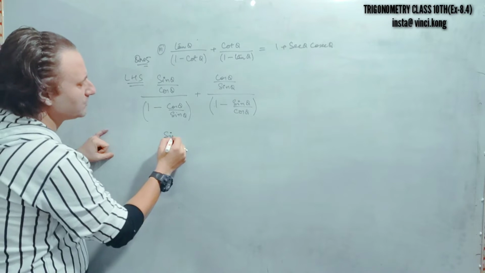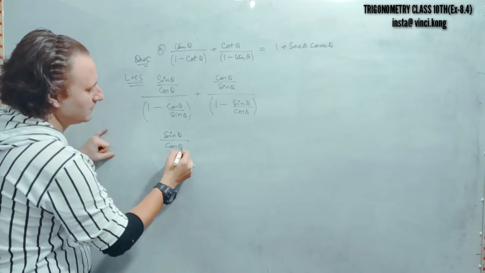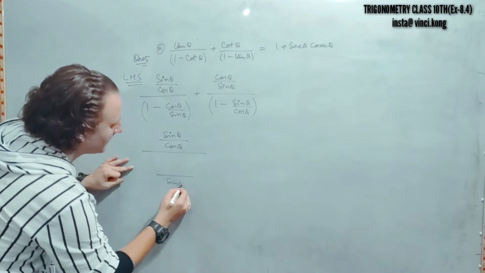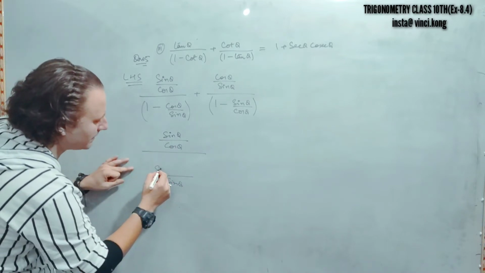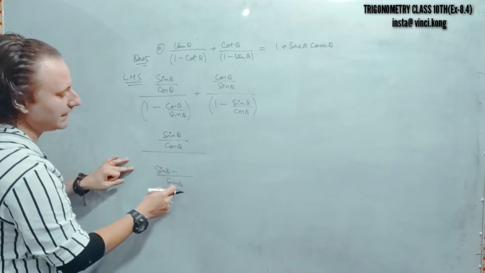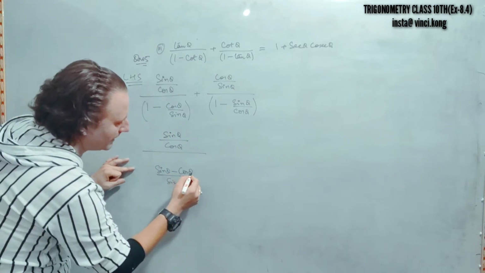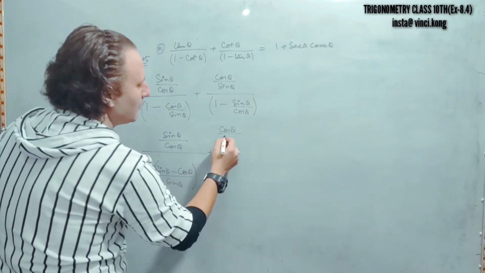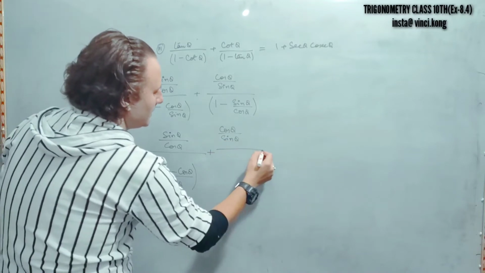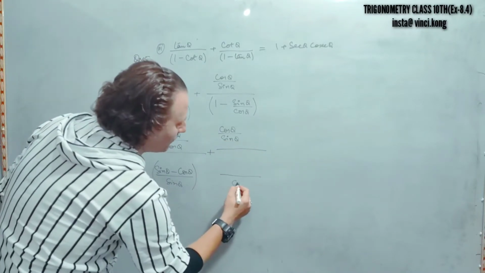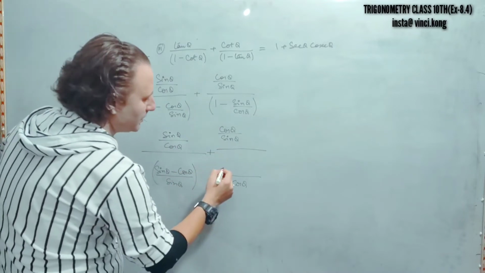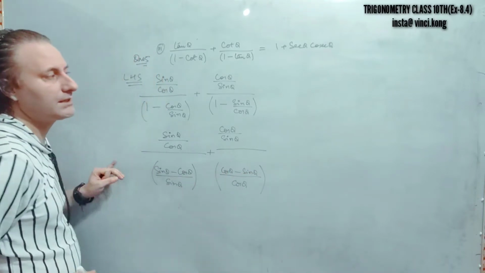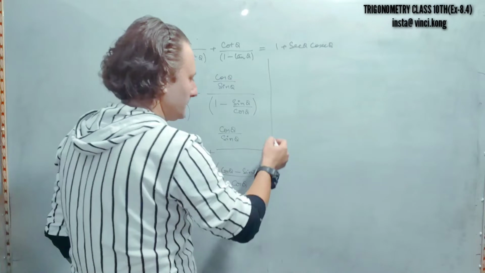So now sine theta upon cos theta will be as it is. Let's take the LCM. It is sine theta. Now sine theta multiplied by 1 is sine theta minus cos theta, and denominator LCM same, so whatever is in the numerator, write that. Then positive sign, there's cos theta upon sine theta. Again taking LCM here, we have cos theta. So cos theta into 1 is cos theta minus sine theta. Clear, guys?